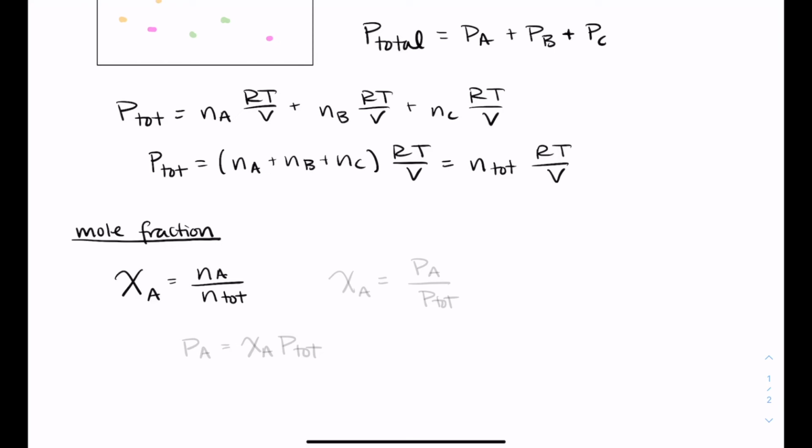Because of Dalton's law of partial pressures, the mole fraction of A is also the partial pressure of A divided by the total pressure, which means that if I knew the mole fraction and the total pressure, any combination I can fill in and solve for the leftover variable. I can get the partial pressure of A if I know the mole fraction of A and the total pressure.